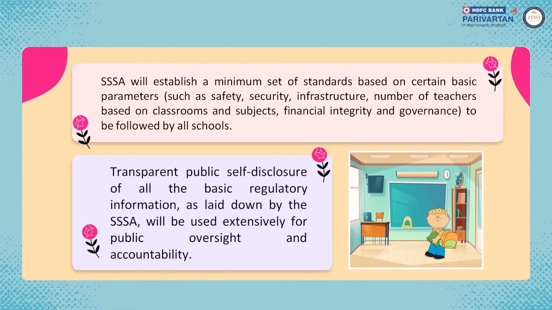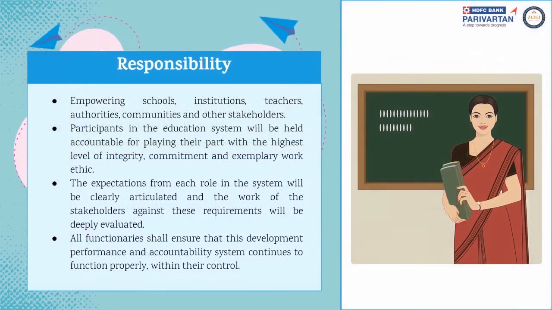The State Schools Standards Authority will establish a minimum set of standards based on certain basic parameters such as safety, security, infrastructure, number of teachers based on classroom and subjects, which will be followed by all schools. There will be transparent public self disclosure of all the basic regulatory information as laid down by SSSA, and it will be open to public oversight and accountability.